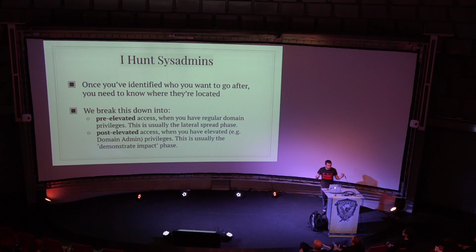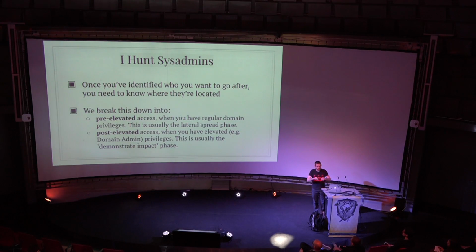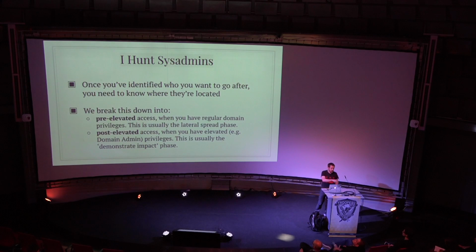So OK, now that you've identified who you want to go after, you have all the members of a nested desktop admins group or something like that. The next thing you want to do is figure out where those people are logged in. So map it to different machines in the enterprise, and you can start to build these trust relationship maps and figure out, OK, I need to go from this machine to this machine, get this user, and then hop here. We generally break this phase down into pre-elevated access and post-elevated access.